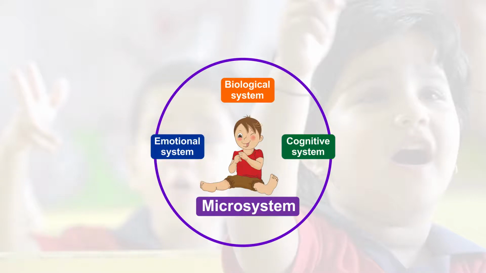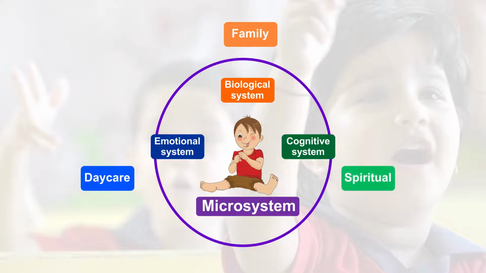And now, what is immediate environment? The most intimate environment of a child, namely the family, daycare center, and the spirituality, has got a direct impact on the child's well-being.